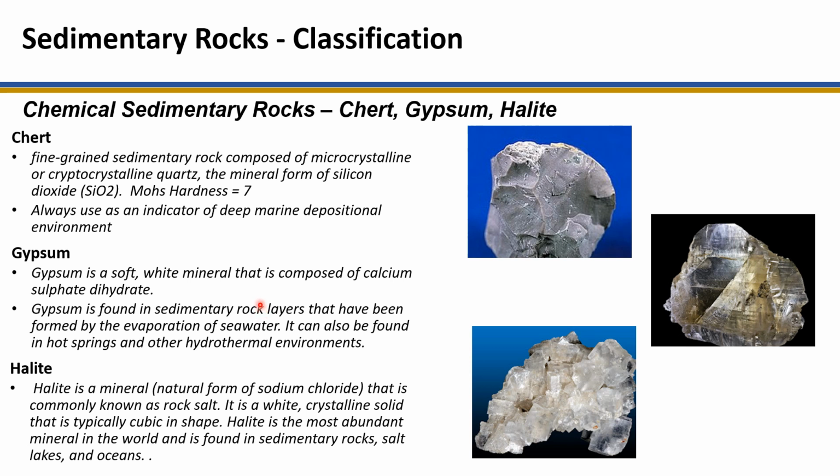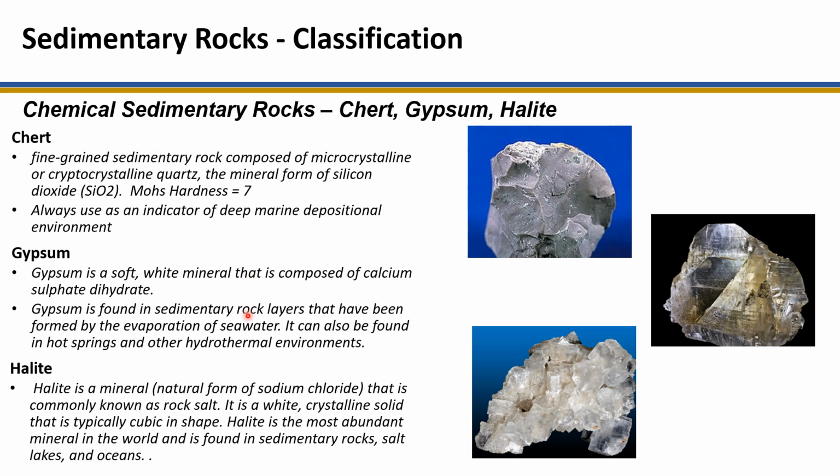Gypsum also can be found in hot springs and other hydrothermal environments. This is because gypsum can form when hot water dissolves calcium sulfate from rocks and then cools and precipitates the gypsum. And lastly, we have halite.